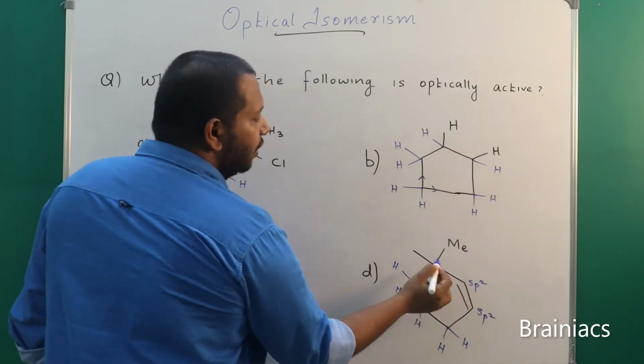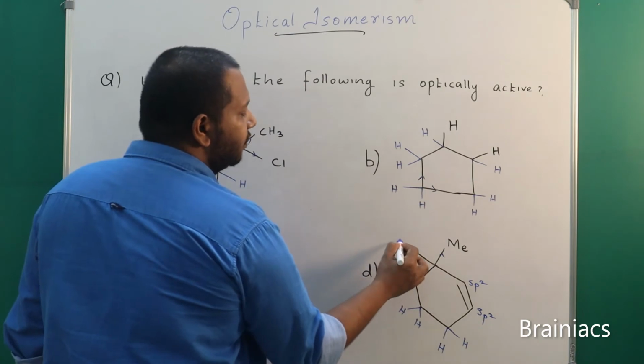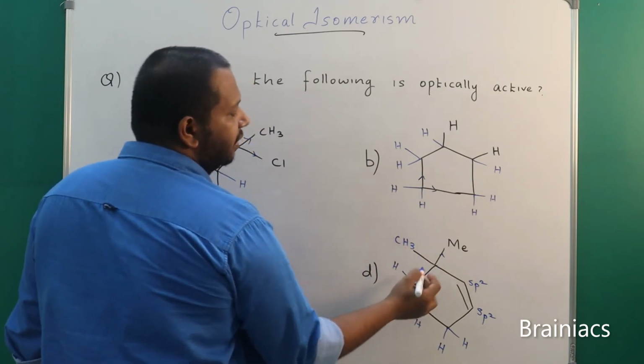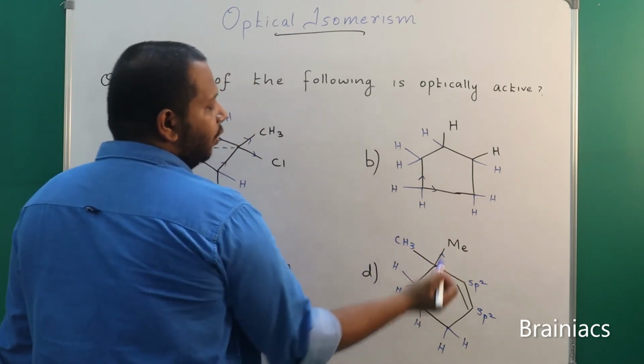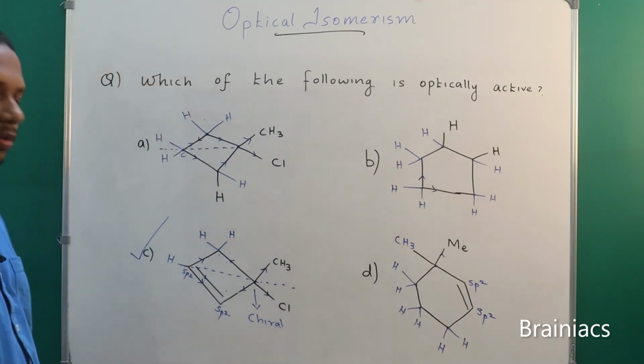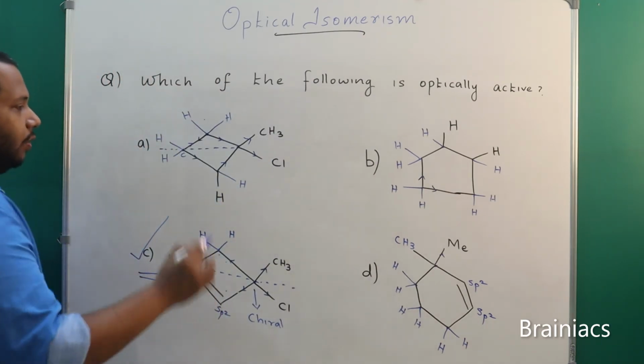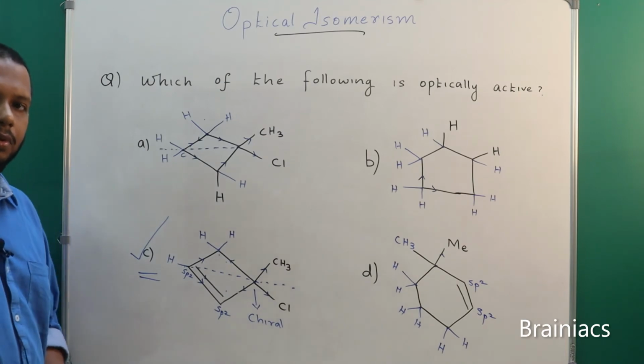Now looking at this one, you can understand one is methyl. Nothing is mentioned here. If nothing is mentioned, this is also methyl. Since both are similar, this cannot be a chiral carbon. So the answer here is option C. I hope you understood clearly. Now let's go to the next question.